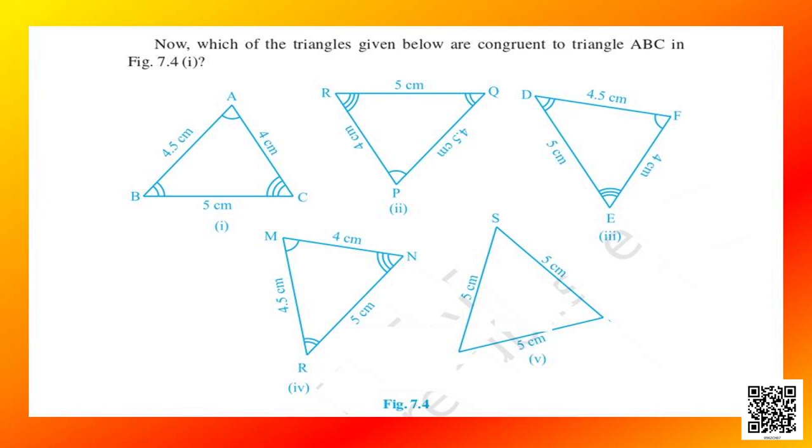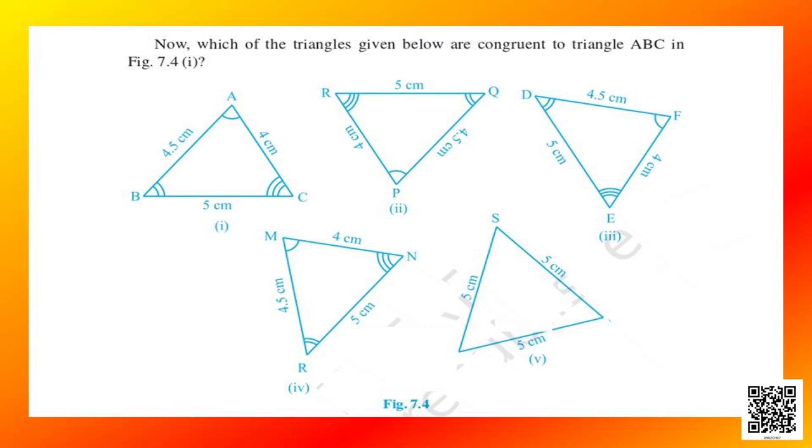As given in your book, we have some triangles, okay, and they have some sides. The measurements of the sides are written over there. So what do you feel? Whether all the triangles are congruent? Because you can observe that many of the triangles have the same sides, but are they congruent? Let us think about it.